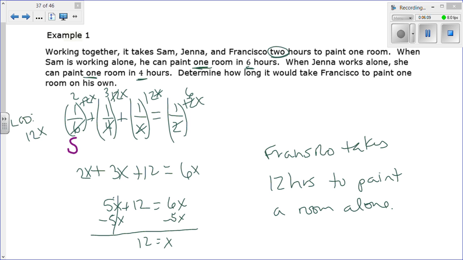And Sam, it took him 6 hours to paint one room. And then Jenna, when she works alone, she can paint a room in 4 hours. And Francisco, we don't know how many hours it's going to take him to paint a room. But we know that when we add them all up, it takes them 2 hours to paint the entire room. So this is everybody here.